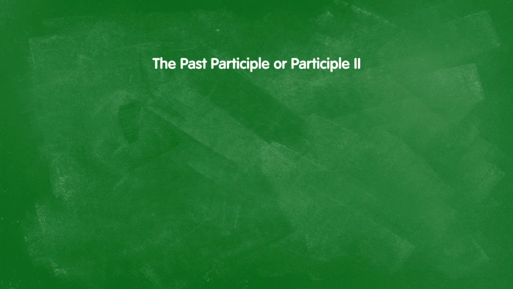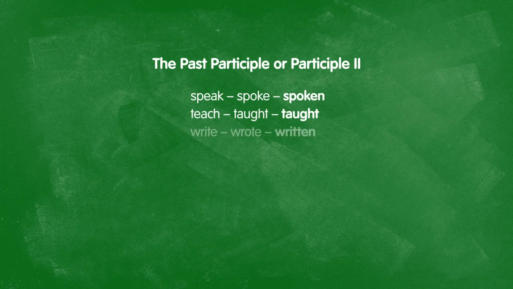So now let's move to talking about the past participle or the second participle. Now, in school, you must have learned this as the third form of the word, or that third column where any irregular verbs showed up. For example, speak, spoke, spoken. Here, the third form, spoken. Or teach, taught, taught, write, wrote, written. Here, we have the third form. This is the past participle.